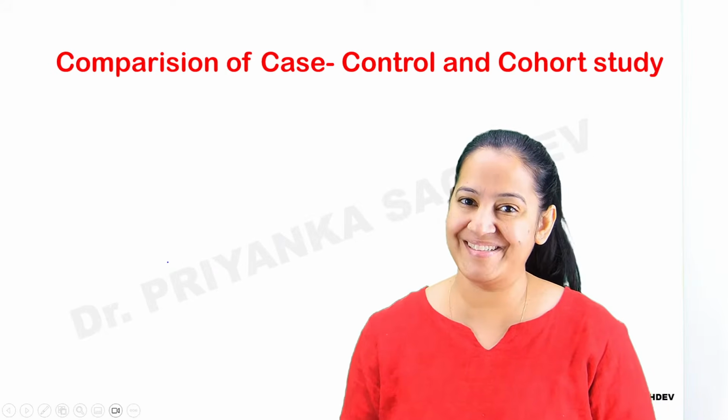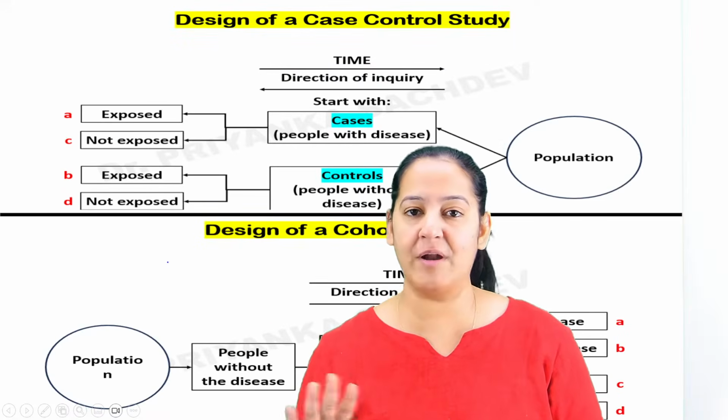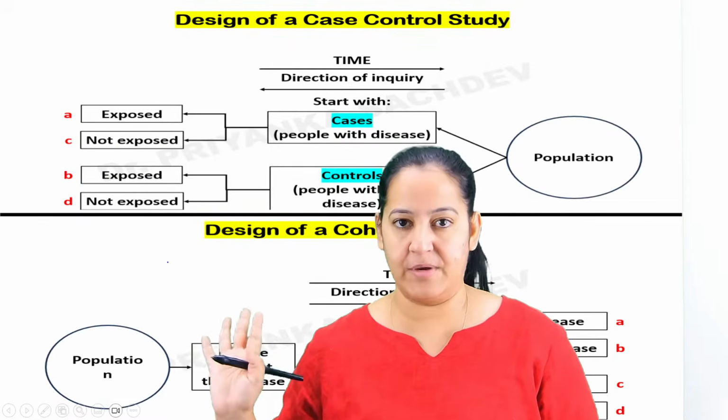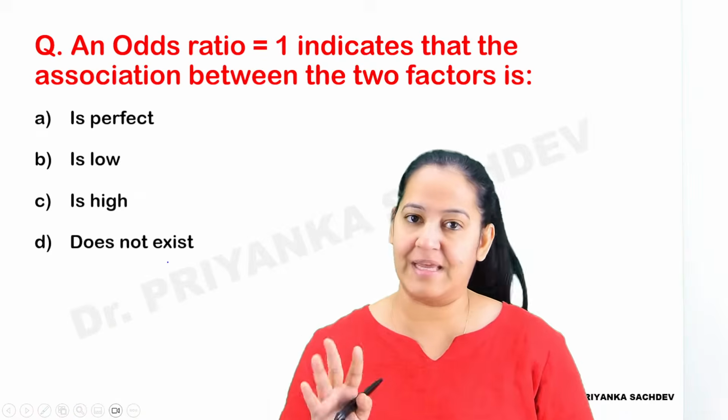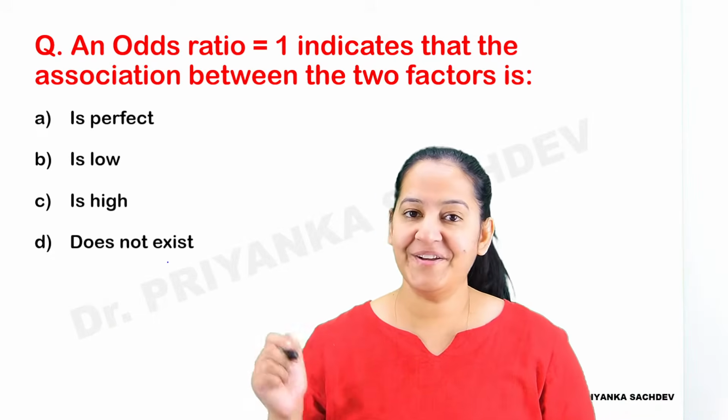How many of you got it? So we are done with case control study. Now can we compare case control and cohort? I already told you there are 2 types of study and we have seen the pros and cons. You can read the pros and cons. We will solve some MCQs on case control study. The first question is in front of you. Can you read the question and tell me the answer?